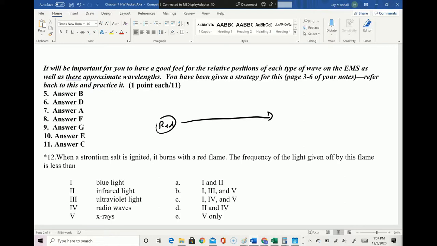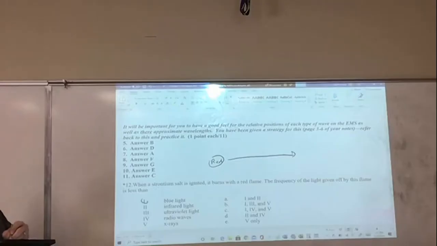Doesn't the frequency go up though when you go that way? Yeah, it does. So the red flame is going to be less than everything to the right. So it's going to be 1, right? Blue light's up here somewhere. Roy G. Biv. Ultraviolet's up here, and X-rays are over here as well. So 1, 3, and 5. Yep. Got it.